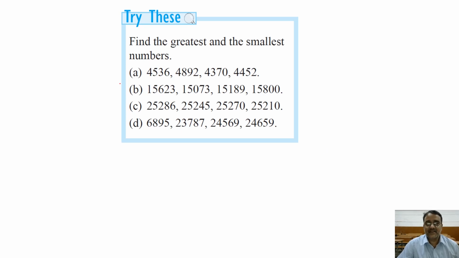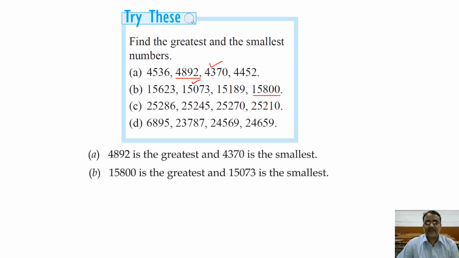First one, the greatest number is 4,892. Right, correct. Okay. The smallest number is 4,300. Right, 4,370. Now coming to the second question, which is the largest number, greatest number? 15,800. Right. And which is the smallest one? 15,073. So 2 questions are done, right?